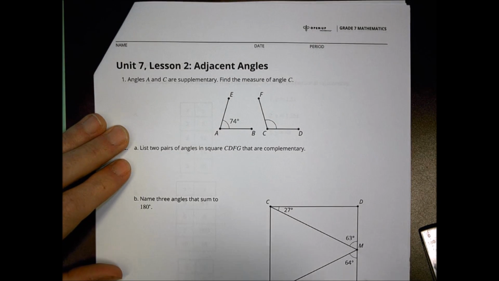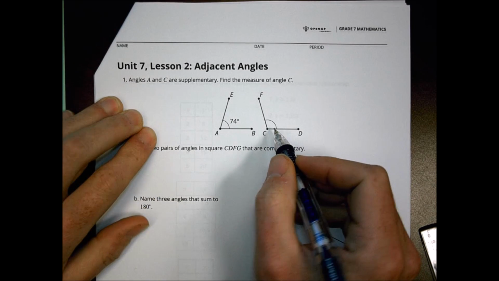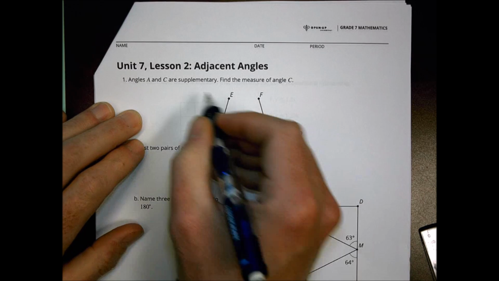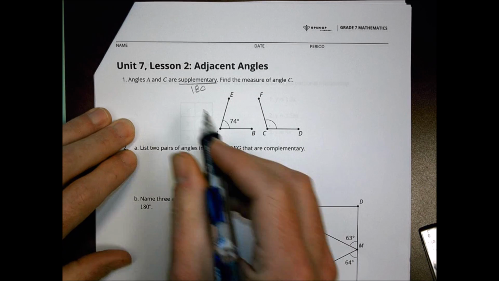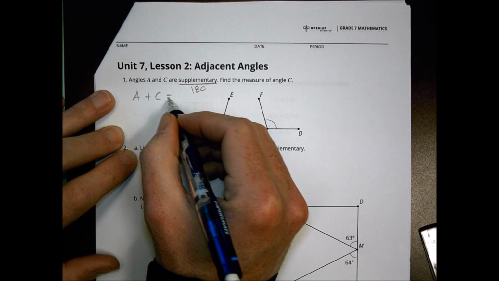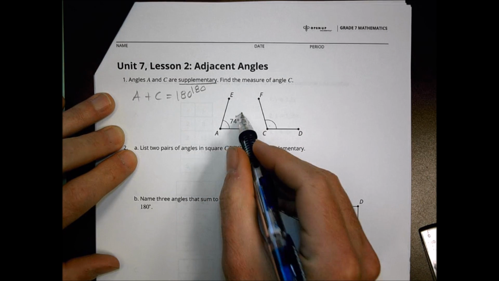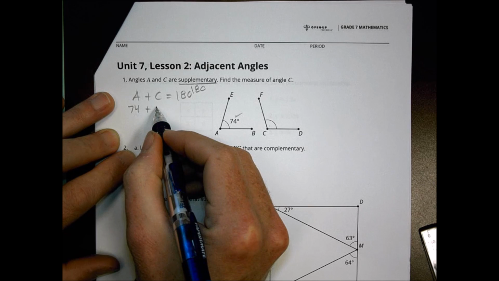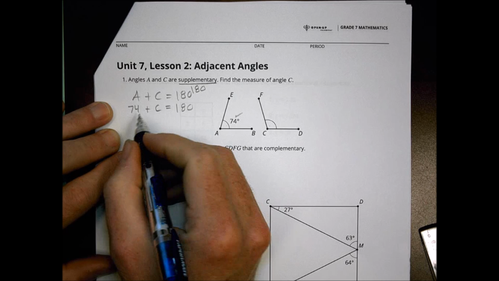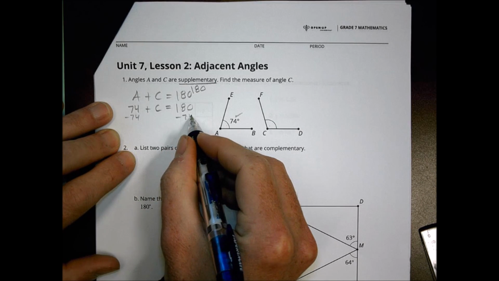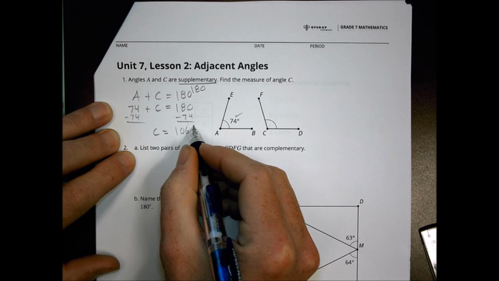Okay, here's today's homework. It says angle A and C are supplementary. So this plus this is supplementary. Supplementary means what, guys? It means 180. So A plus C equals 180. Find the measure of angle C. Well, we know that A is 74. We don't know what C is, but we know since they're supplementary, they're going to add up to 180. So we subtract 74, we subtract 74, so that angle C is equal to 106 degrees.